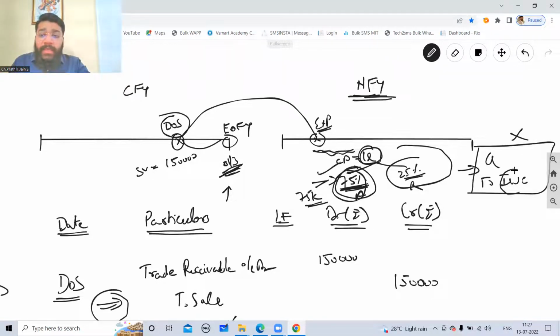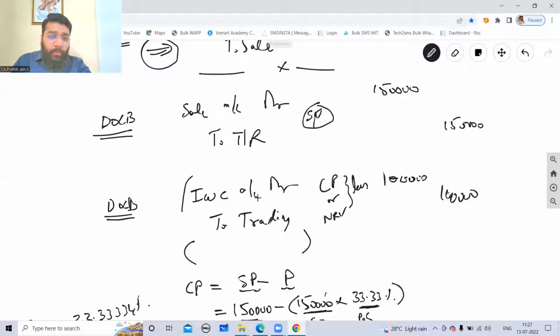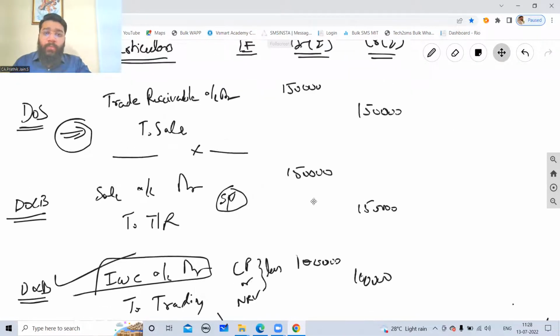Because IWC is currently in debit. If you see here, the account is not closed. IWC is open. You have to close this now. So when will this get closed? When the goods are coming back to us, when the inventory is no longer with the customer, then I'll reverse this and record my closing stock. Okay, not okay?